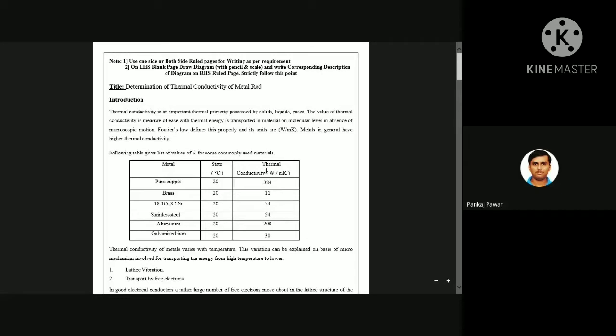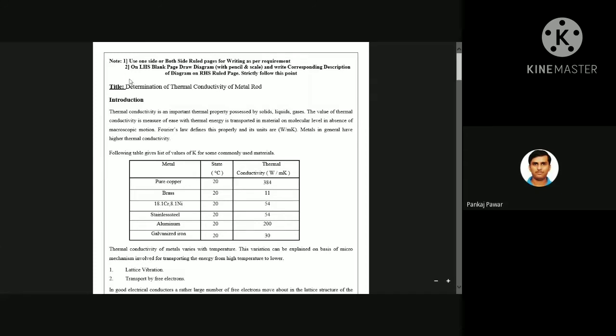Is this PDF visible to all of you? Hello? Is it okay?